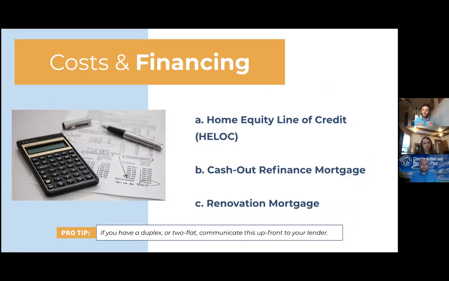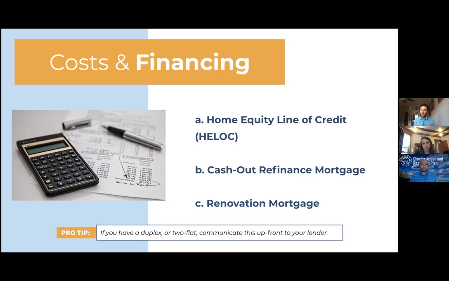To start, we often recommend talking with your current mortgage holder or a trusted financial advisor to figure out your options. Getting into these 3 bullet points here, the first option is a home equity line of credit, or a HELOC. And this is what's known as a second mortgage on your property. So it exists in addition to your primary mortgage.